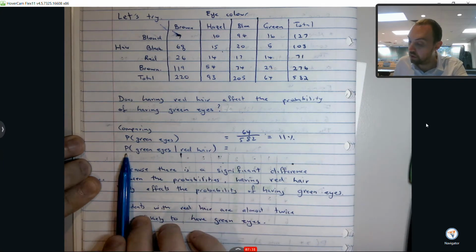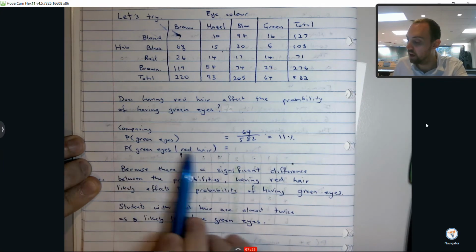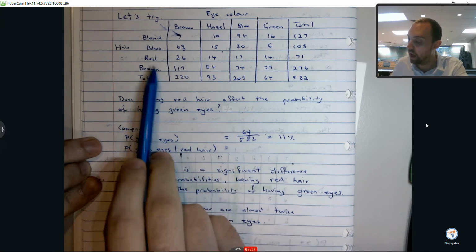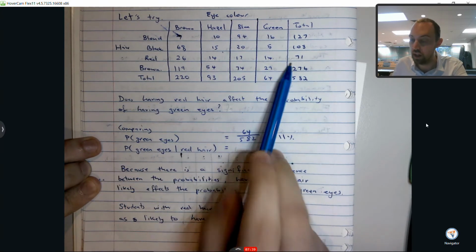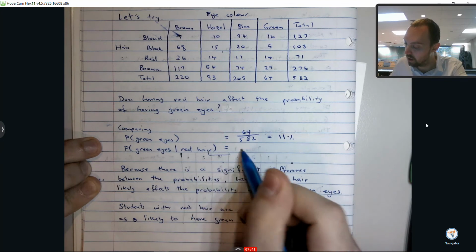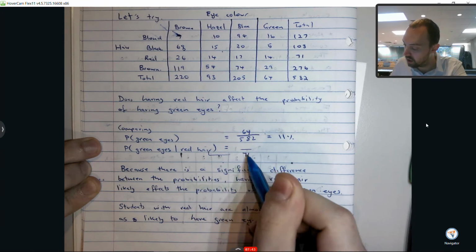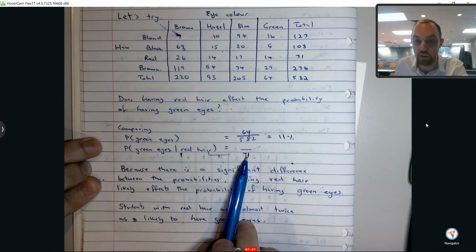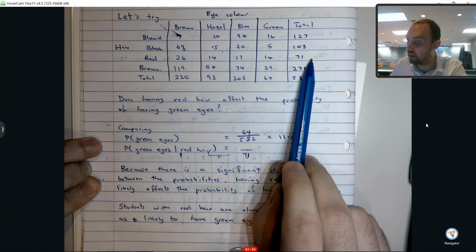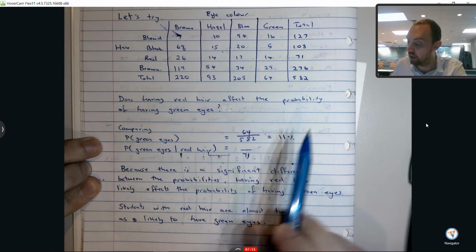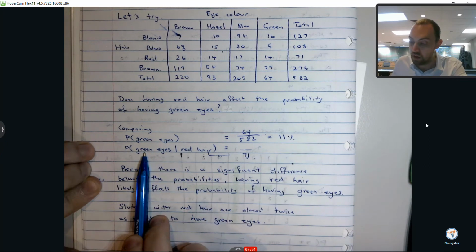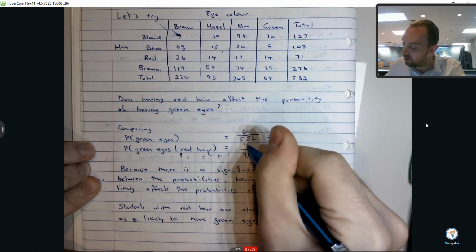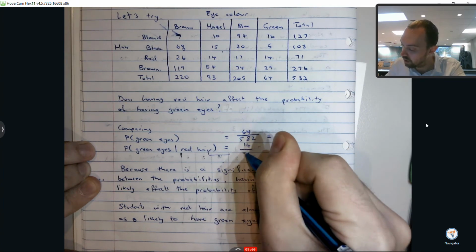And then we're looking at the probability of having green eyes given that they have red hair. So out of the people that have red hair, the condition, as I said earlier, restricts the total to a subset, the subset here being the number of people that have red hair. Green eyes is 14 out of those 71.